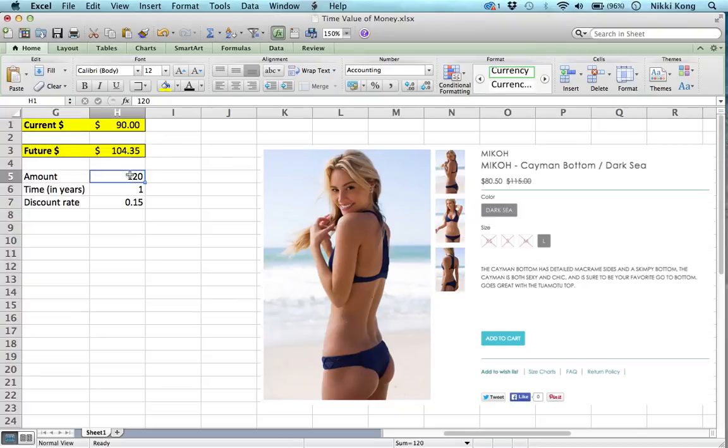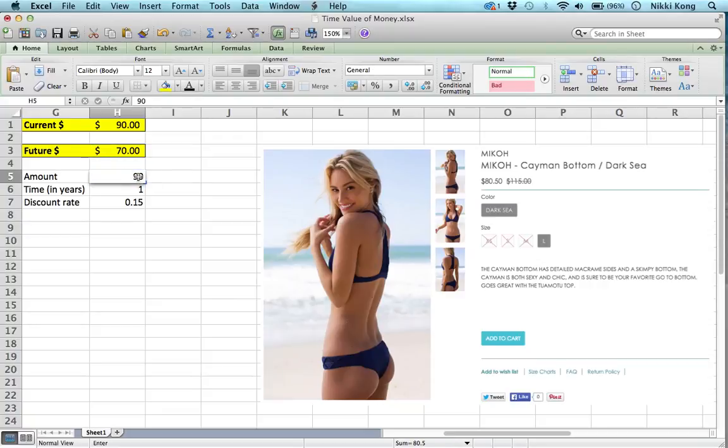Let's say my dad said, oh no, I'll just pay you the full price of the swimsuit in a year. So he said he'll give me $80.50. And then we can see that if we actually took that back and discounted it to the value of money today, it would only be worth $70.